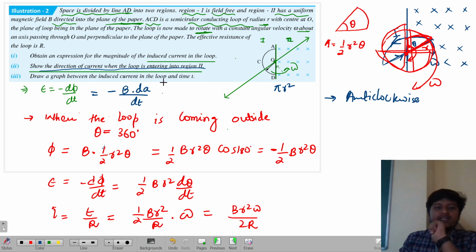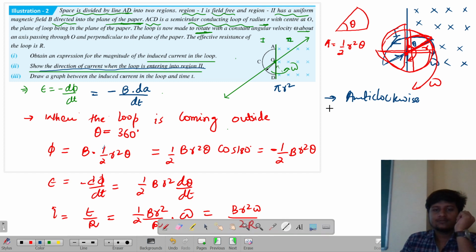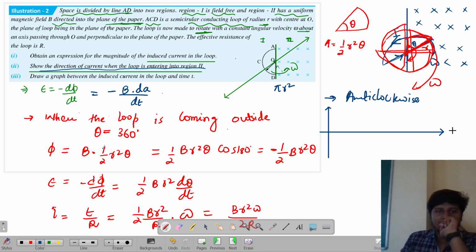Draw the graph between the induced current in the loop and time. Draw it. Tell me what the graph will be. Last question: what will be the graph? Consider this to be time and this to be current I.